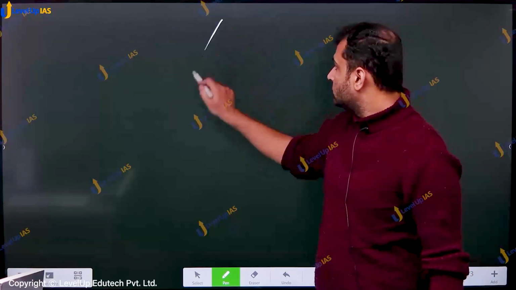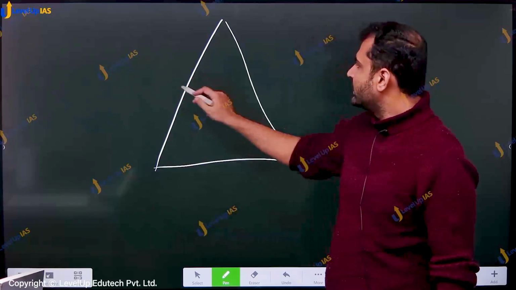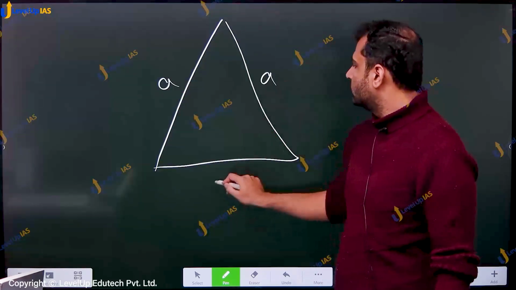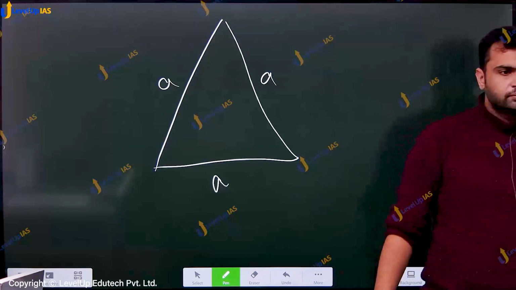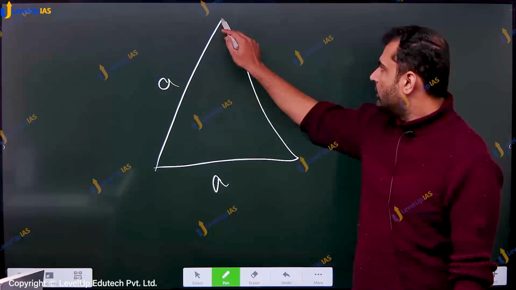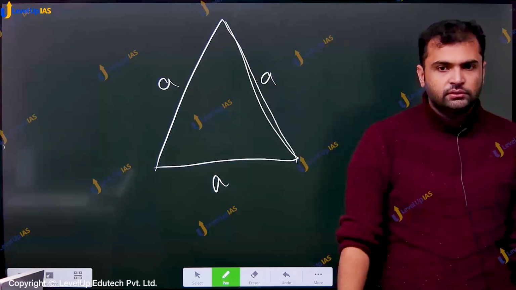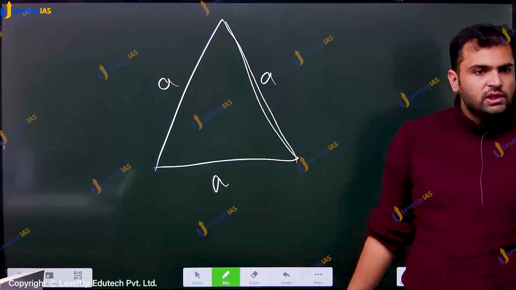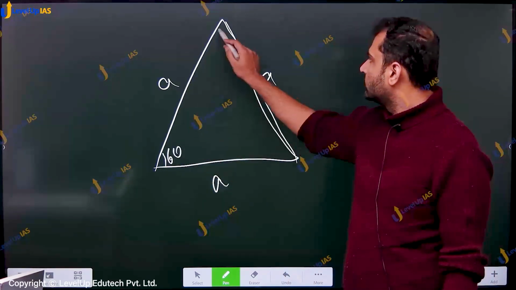We have a triangle something like this. All the sides are equal. Let us call this A. What is the perimeter? 3A, clearly. What is each angle? All of them are equal. 60, 60, 60 because the sum is 180. Each angle is 60 degrees.